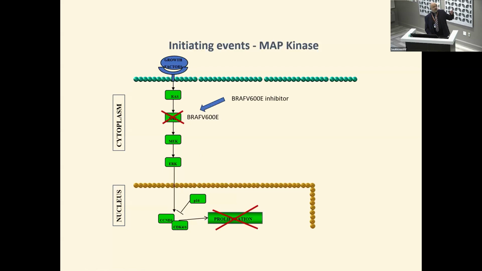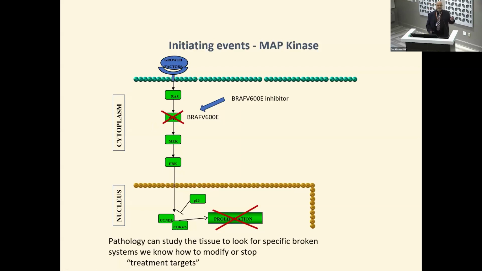So now if you have a drug that stops that in these melanocytes, then you're gonna stop proliferation. So that's very important, to be able to know that the tumor has these events. So, luckily, pathology can study the tissue, so you can look at the tissue and identify this broken system, these events, and then you can decide to treat one of those.